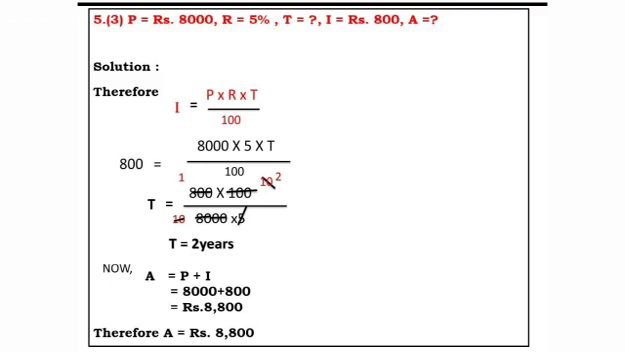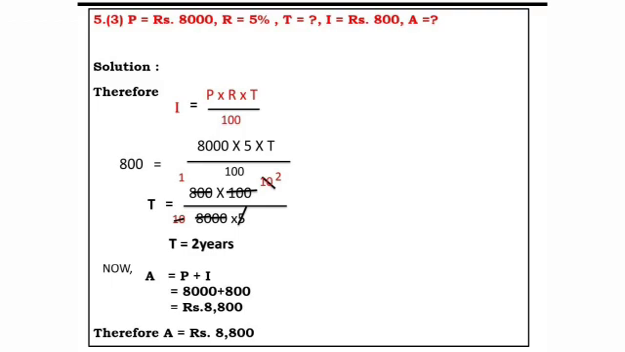Now you will substitute the value. So 800 is equal to 8,000 into 5 into T upon 100. Then now 800 is equal to, you can even multiply 8,000 into 5, that will become 40,000 upon 100 into T. So when it comes to your left hand side, it becomes reciprocal.